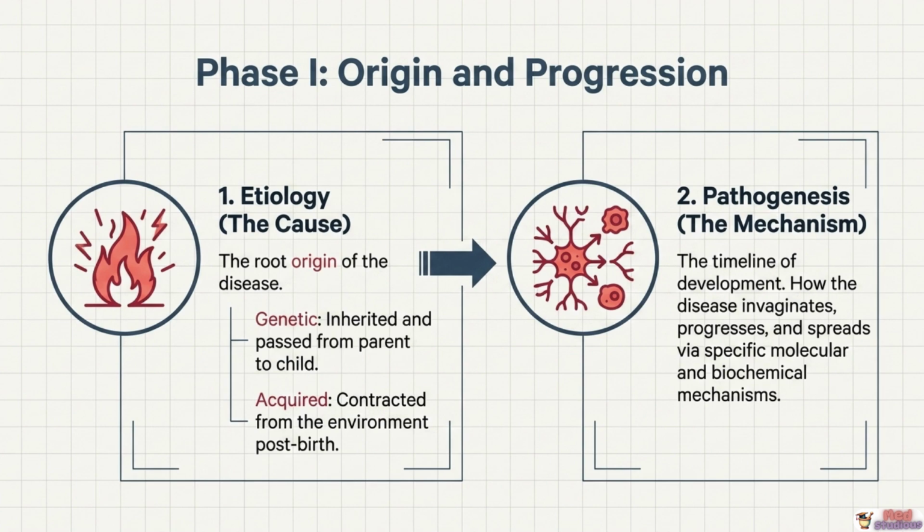The second category is acquired etiology, diseases contracted from the external environment after birth. These include infectious agents, bacteria, viruses, fungi, parasites, physical agents, trauma, radiation, extreme temperature, chemical agents, toxins, drugs, environmental pollutants, nutritional deficiencies, and immunological disorders.